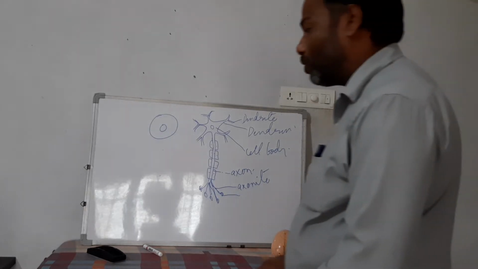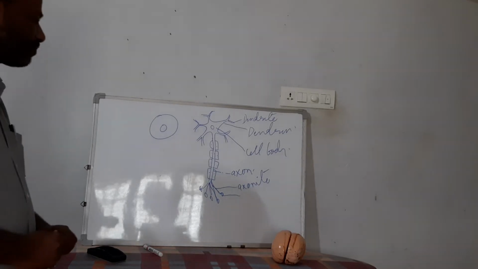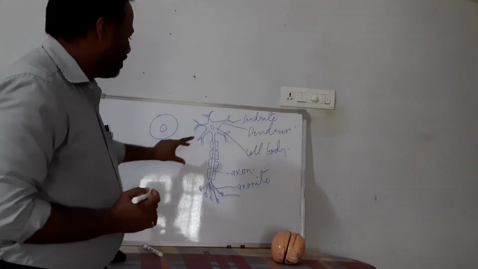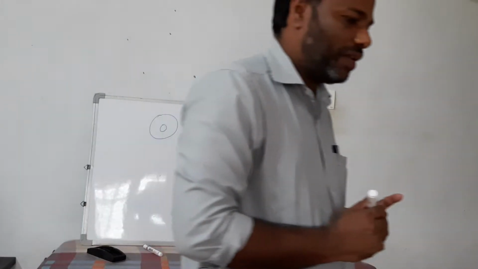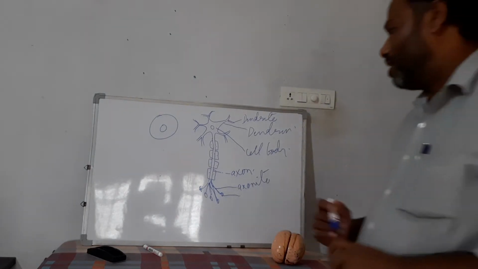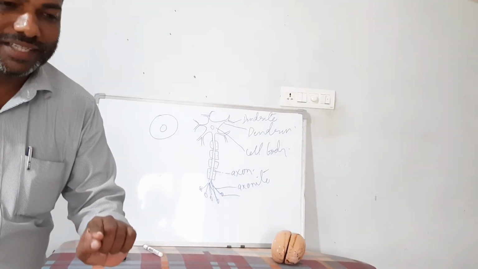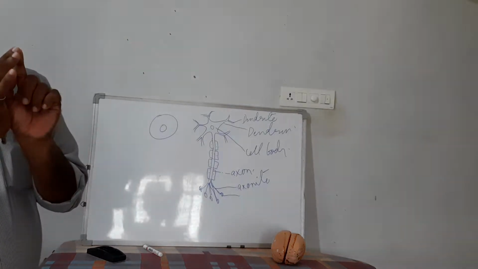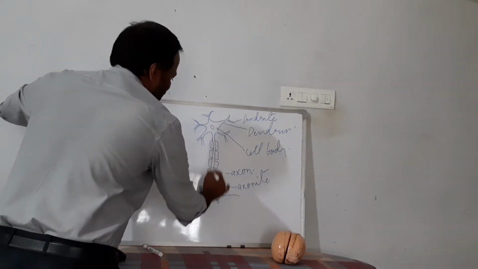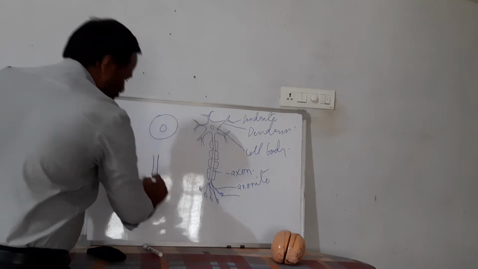Now let us study how this passes. How these impulses pass. See here. Suppose this receptor, skin is the receptor now. Just I am touching the ice cream. At that time it becomes cold. At that time this receives the impulse and passes through here. Cell body, axon, axonate. This one small picture I will give.